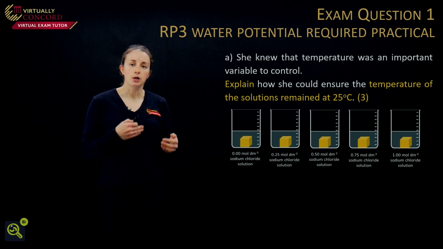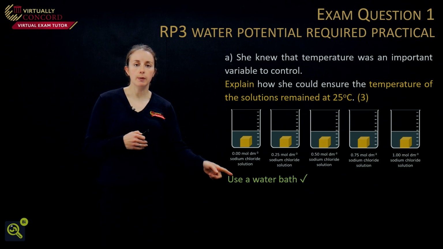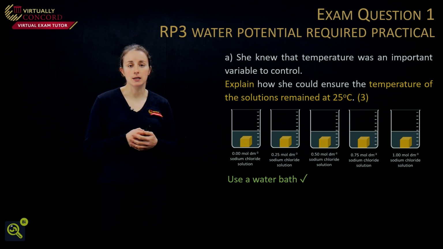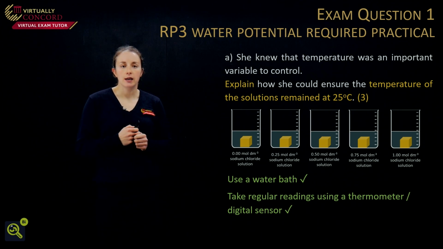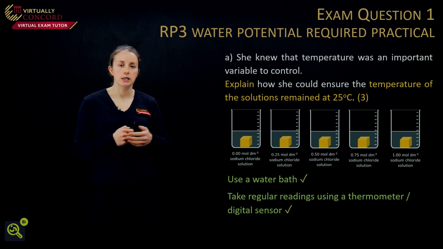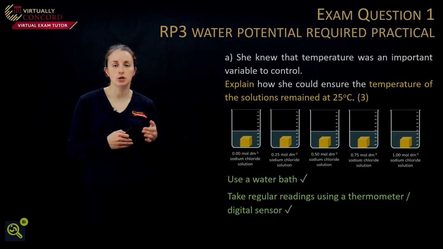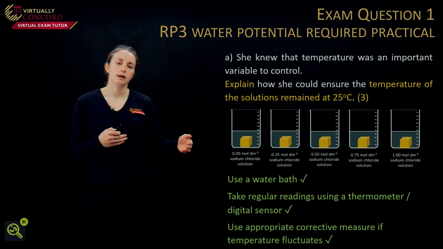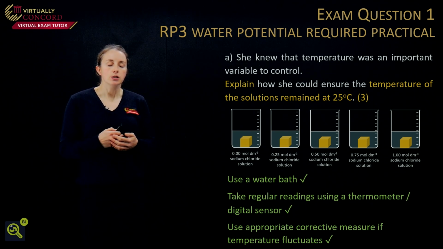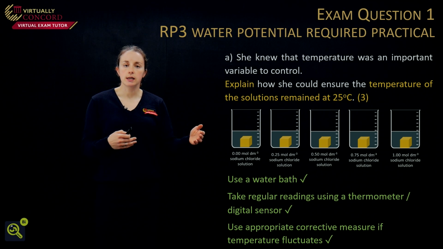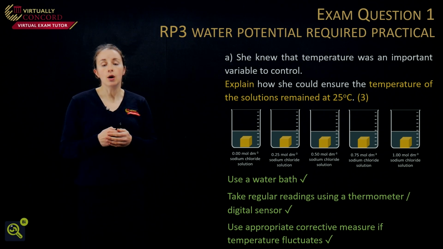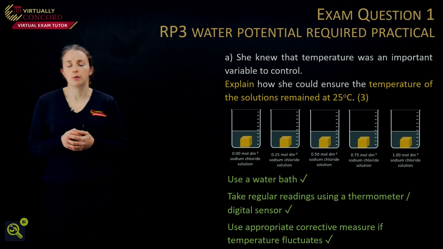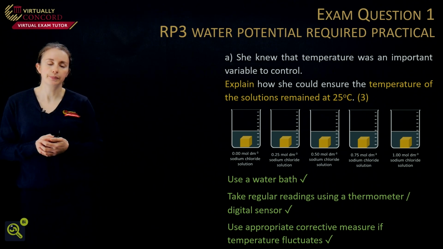So it's really important for this one that you fully explain your answer. Talking about using a water bath only gets you 1 mark. To get more marks, you need to say how exactly you're going to keep that temperature constant. And you need to be checking the temperature. At regular intervals, you need to use either a thermometer or a digital sensor to double check that your water bath is actually at 25 degrees C. And if it moves away from that given temperature, how are you going to correct it? For example, if it moved to say 27 degrees C, you might add a little bit of cold water, or you might turn down the thermostat on your water bath. So really important that you look at the number of marks available and explain as fully as possible.